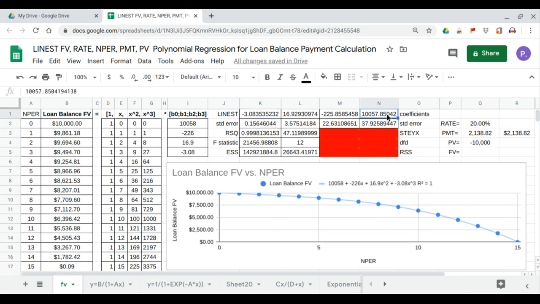So our b0 matches our equation, 10,058. Our b1, negative 225.85, is rounded as negative 226. Our b2, 16.929, is rounded off as 16.9 in the equation, and our b3 is negative 3.083, rounded off as negative 3.08, and our value for R squared is 0.9998, rounded off as 1. This completes our polynomial regression for loan balance payment calculation using LINEST and the financial functions.